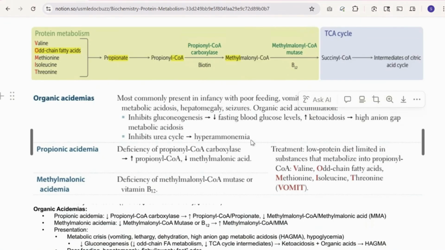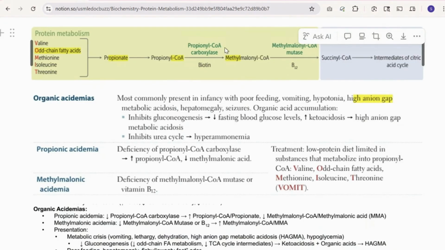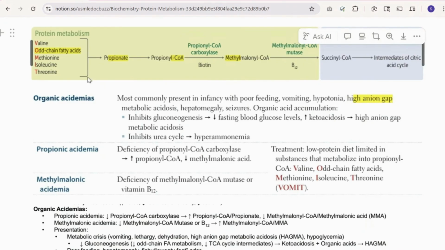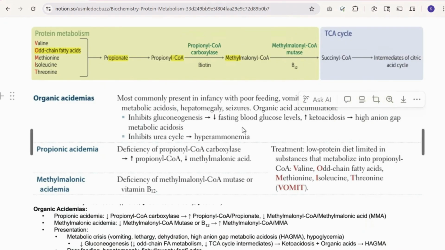Okay. So either it's PCC or the mutase problem, right? Both of them are causing acidemia. Now, here you see two things. Severe B7 deficiency can lead to organic acidemia. Severe B12 deficiency can lead to organic acidemia.